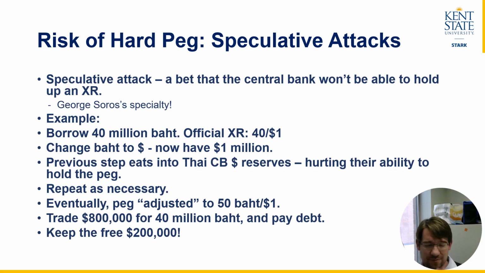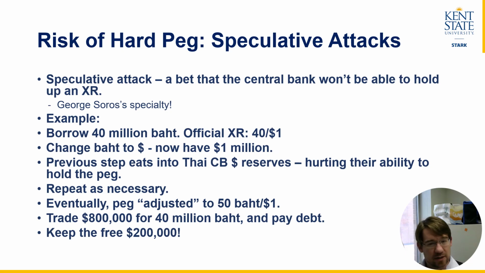So they say, all right, fine, we're going to adjust it. It's no longer 40 baht to the dollar. It's 50 baht to the dollar. So the baht is now less valuable. It takes more of them to buy a dollar than before. But it then means that when I have that $1 million and I have a 40 million baht loan that I have to pay off, I take my $1 million, I only convert 800,000 of it into baht, multiply with the 50, that gives me the 40 million that I need. So I can pay off my loan, and now I just have $200,000 for free.